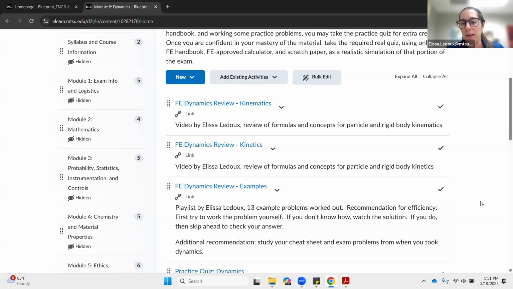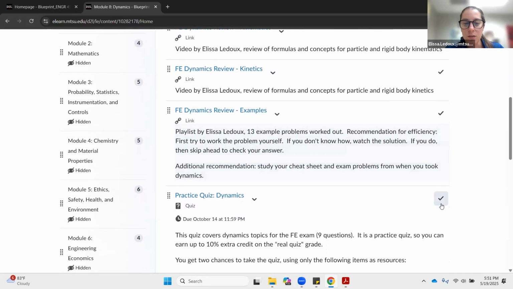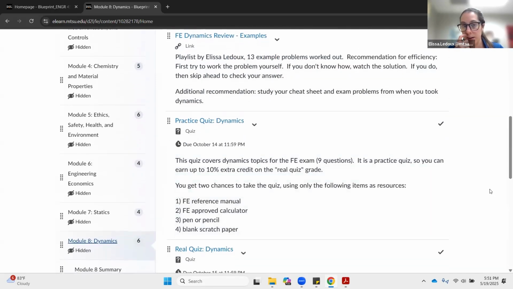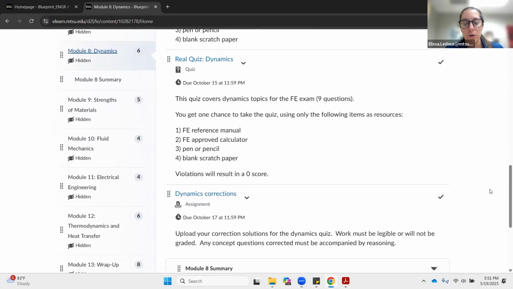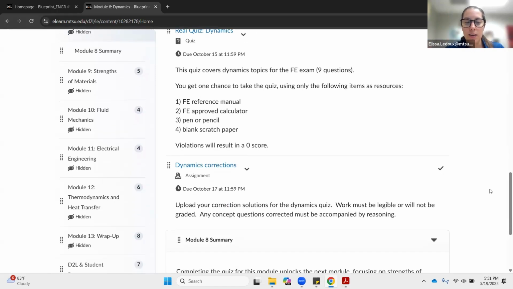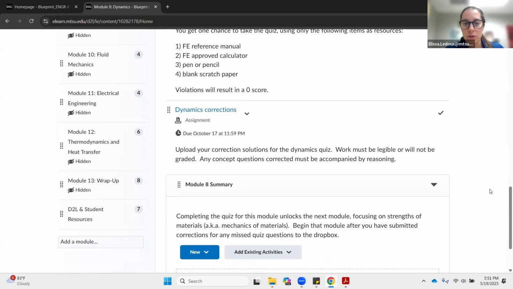But your cheat sheet for your final exam and any other exam problems that you've had that are short enough to work in like 5 minutes would be good problems to study. There's a practice quiz. You get 2 chances on that. You can, if you want, just take the practice quiz first, see if you score over an 80. If you do, great. You can take the real quiz. If you don't, then you want to go review. Then take the real quiz, and then you can do corrections on it for half credit back. And the next module is strengths of materials.